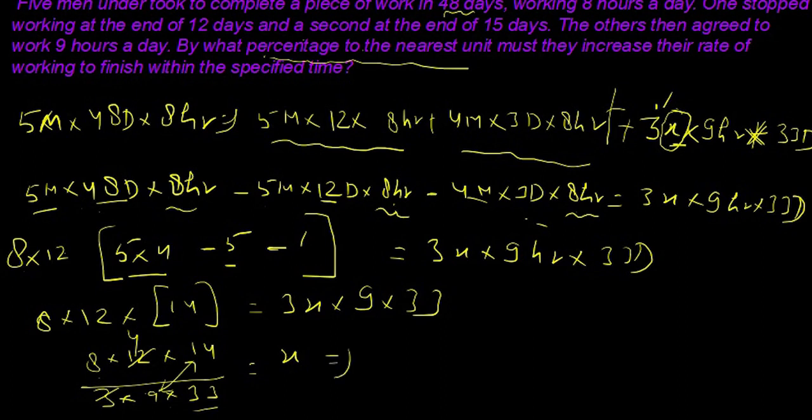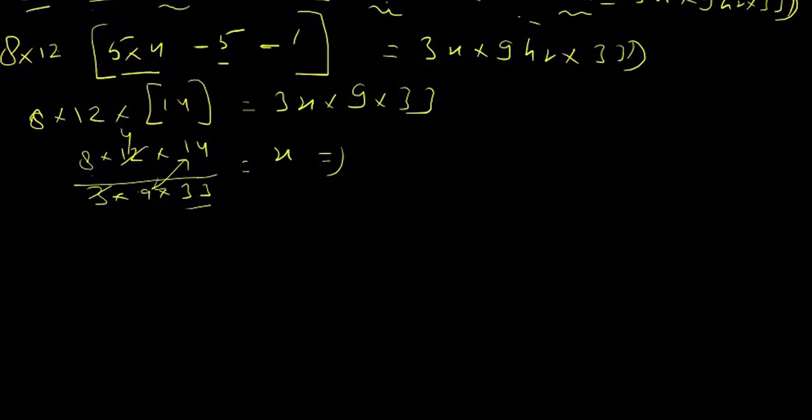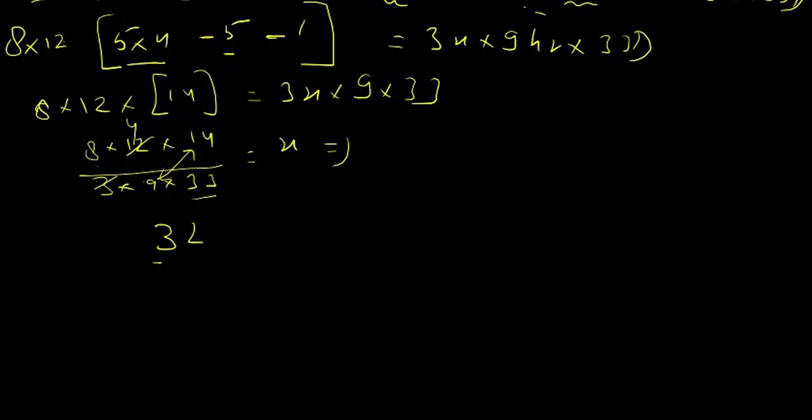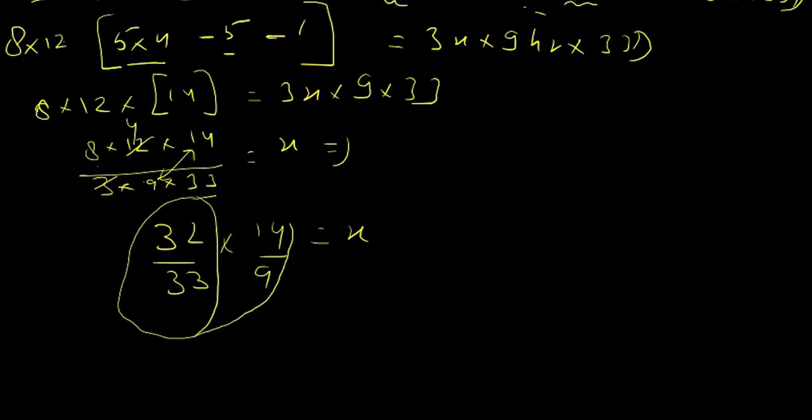Now you can use some logical or mathematical thing to do this, and that's why I just picked this question actually. 8 4s are 32 divided by 33 into 14 divided by 9 is equal to x. 32 by 33 is a fraction which is going to decrease the value of whatever you have. 14 by 9: 1 9 is 9, remainder 5, 9 5s are 45, so 1.55.